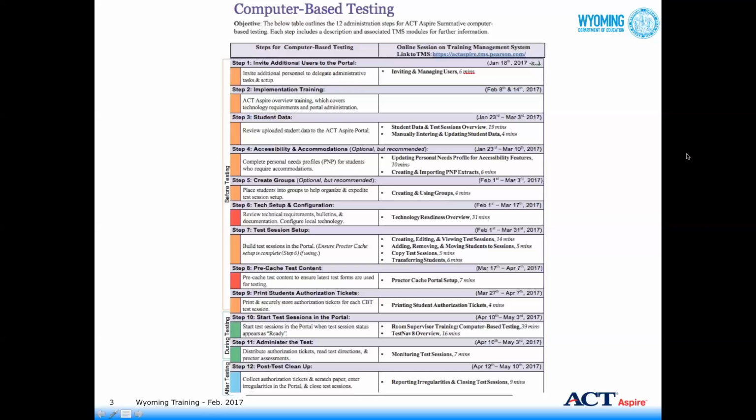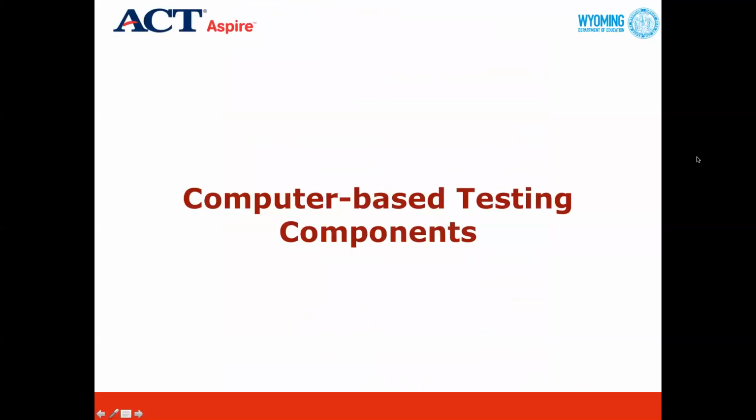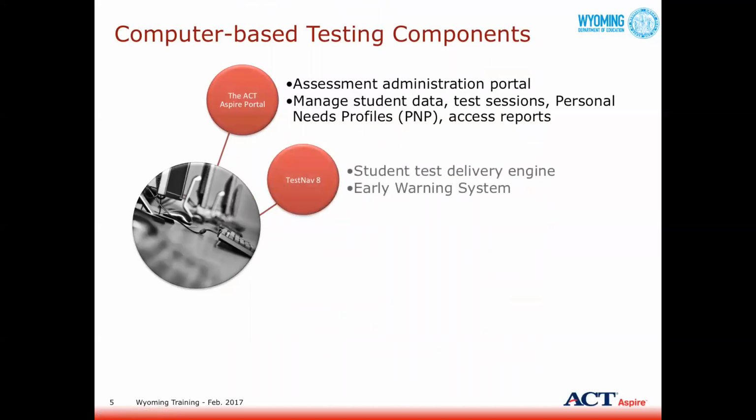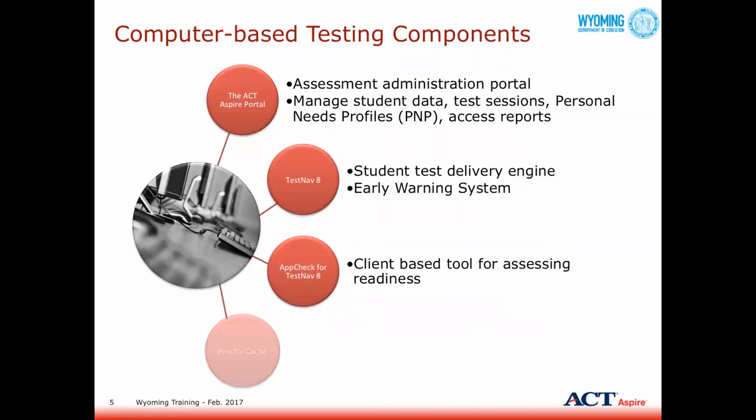All right, so let's move right along here. So the computer-based testing components are actually derived of 4 different components. The first is the ACT Aspire portal. So the portal is what you access from your browser. It's an assessment administration portal.